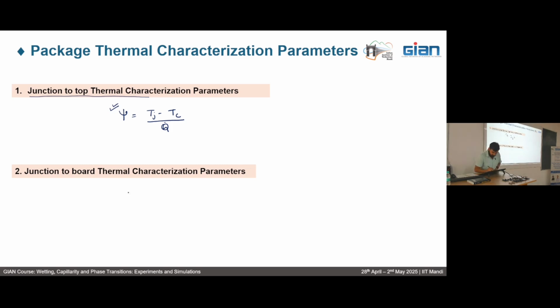Similarly, you can use the same parameter for the board. So we can define it as Tj minus Tb by Q. If you remember, in the case of junction to board thermal resistance, it was Rjb is equal to Tj minus Tb by Qjb. It was from junction to board heat transfer rate. But now we define it as how much heat is being produced in the device that we use here, right? So these are just simple design parameters which you must be careful of.